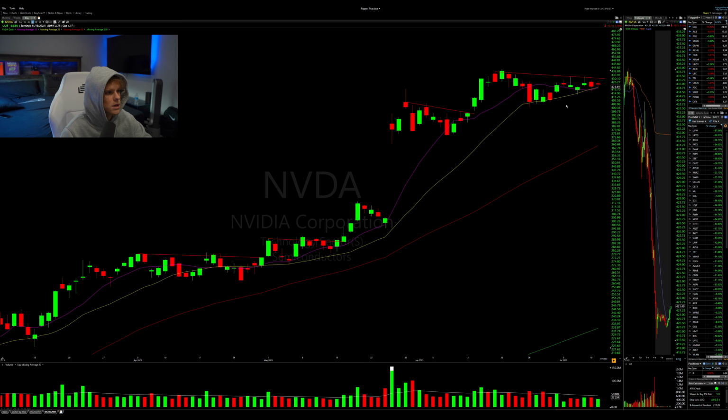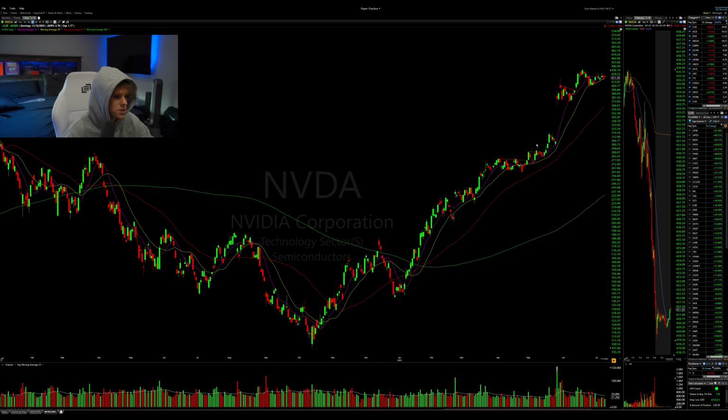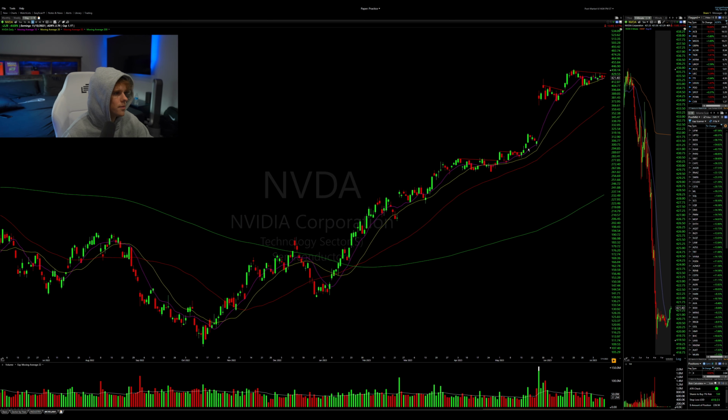Even though it is a good looking setup, it could be in a bad sector, which makes the setup bad. There's different things. And then bad setups can be good if they're in the right sector. So it really just depends on a lot of things. It's all about the context. But hopefully you guys understand what a good looking setup is, and you can identify them.